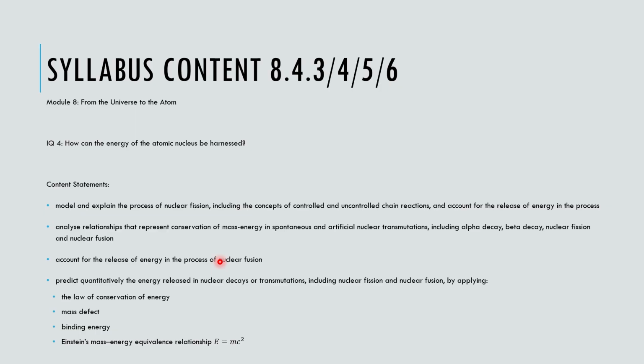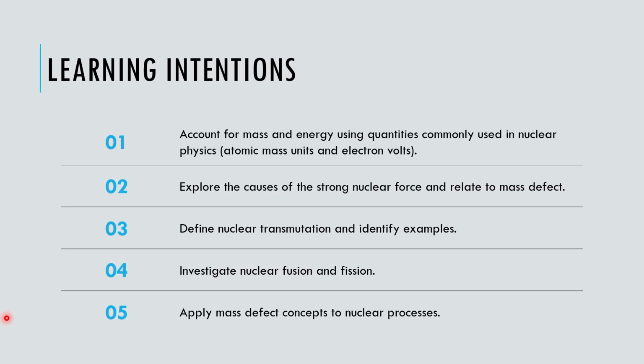The common thread that we're going to have to explore all of these concepts are these things down here: the law of conservation of energy, the concept of mass defect and binding energy, and relating it all through Einstein's mass energy equivalence. At the beginning of this lesson, we're going to be talking a little bit about units of measurement and the idea that we can account for mass and energy using various quantities, particularly focusing on atomic mass units and doing a bit of a recap on electron volts for energy.